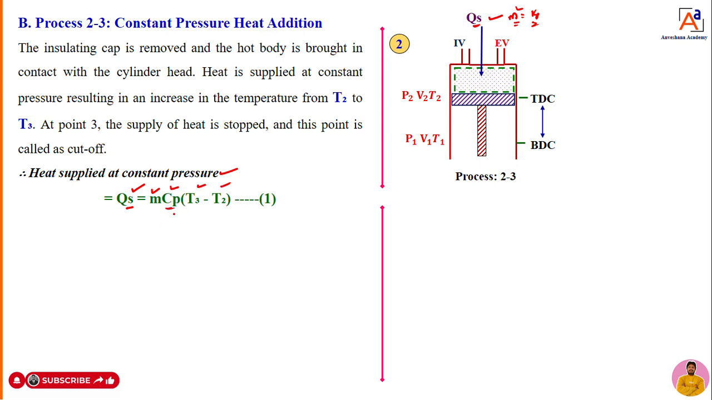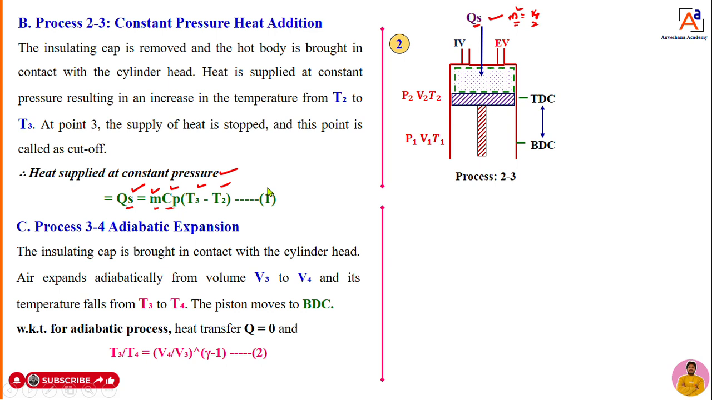What is Cp here? The specific heat of air at constant pressure. Constant pressure, you have to remember. What is m? m is the mass of fuel you have supplied. With the help of all these data, I can calculate how much heat is supplied to the air in the cylinder at constant pressure. That I will call equation number 1, dear students.